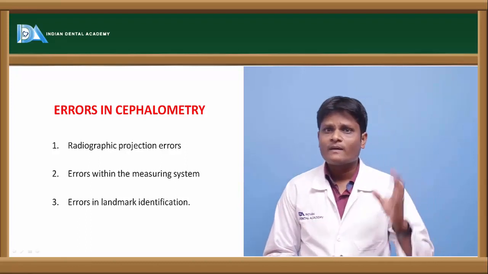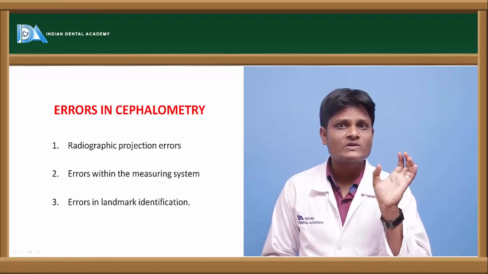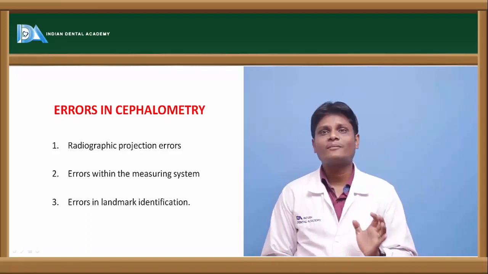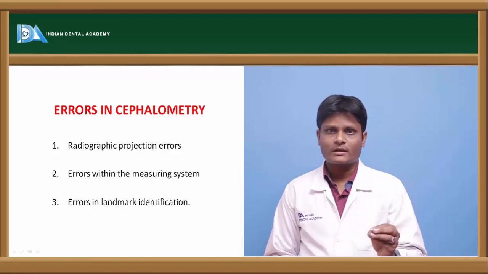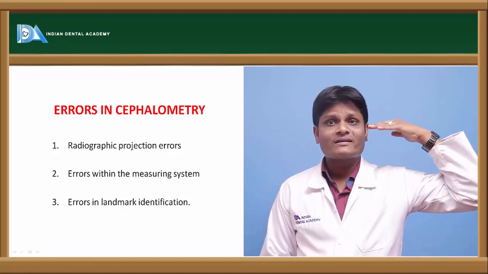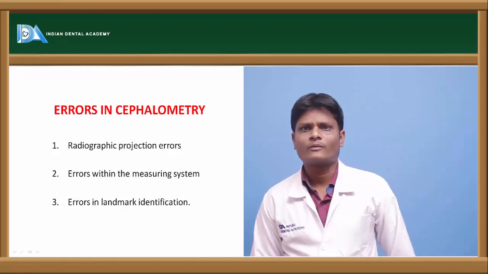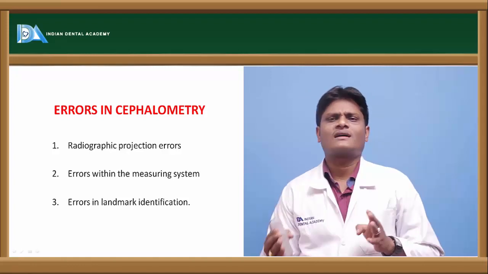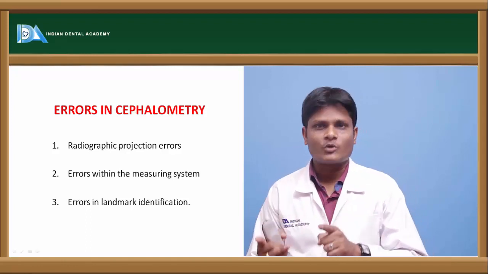As I told you, there are certain specifications for the positioning of the head in the cephalostat while taking the lateral cephalogram. For example, the lips should be in a relaxed position, the teeth should be in centric occlusion, and the eyes should be looking at a distant object at eye level with the FH plane parallel to the floor. If any of these things are missing, it will lead to errors in the cephalometry during projection.